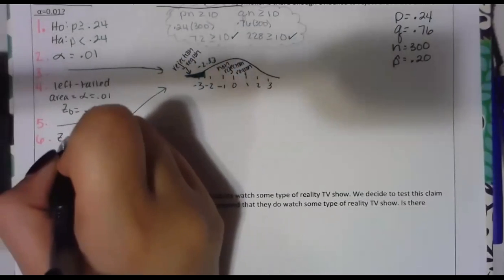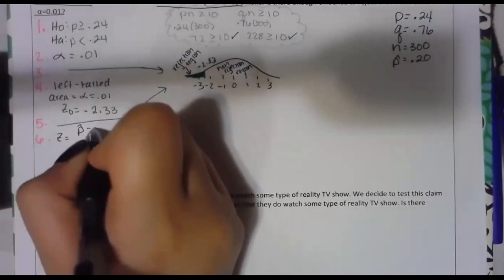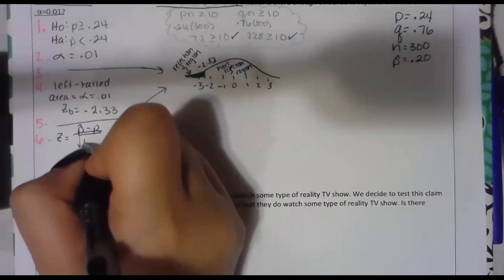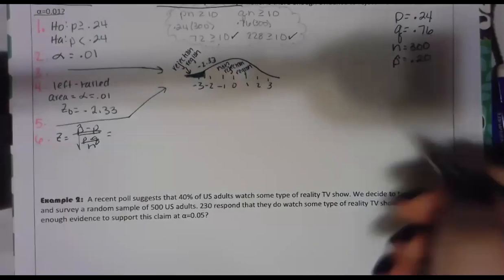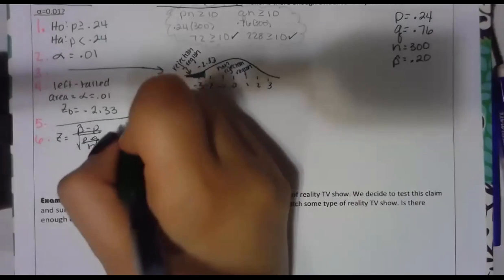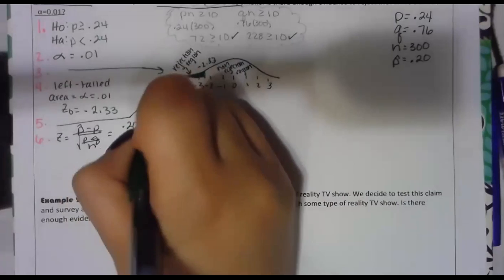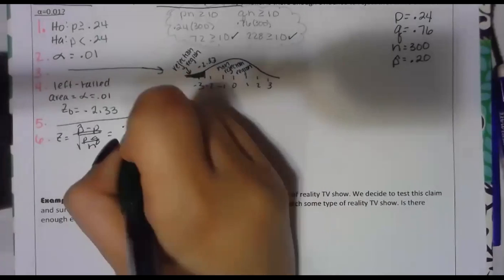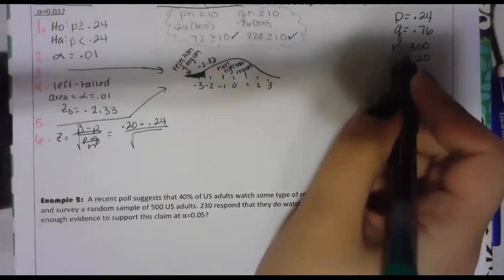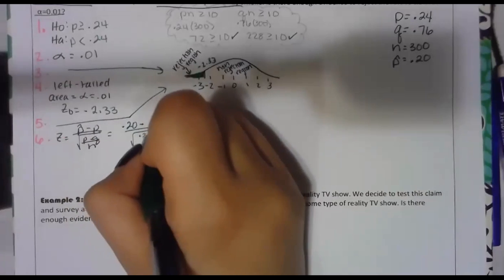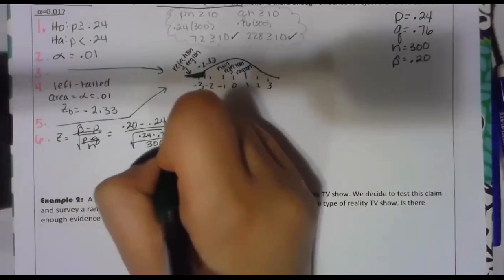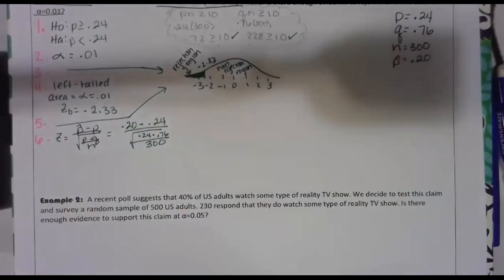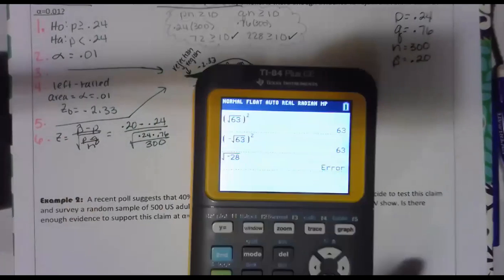So Z is equal to P hat minus P, divided by the square root of P times Q divided by N. Okay, plugging in the real numbers, our P hat is 0.20. So 0.20 minus P, which is 0.24, divided by the square root. Well, P times Q would be 0.24 times 0.76, divided by 300. All right, and then getting your calculator.